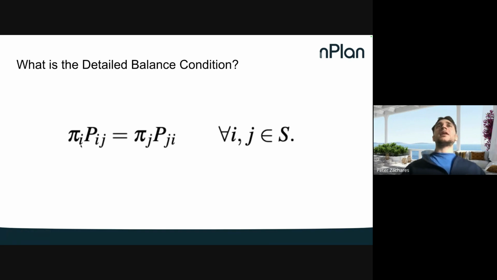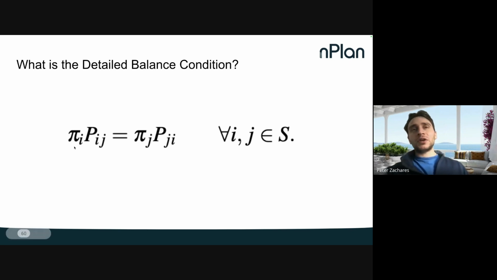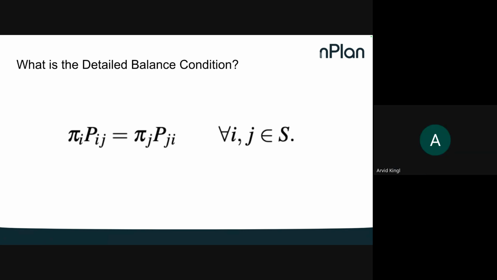It's the condition that if your probability of being in one state, pi I, times the probability that you'll transition from I to J, should be equal to the probability of you being in state J times the probability that you'll go from state J to I. So basically it's saying that the likelihood of you being in J and going to I has to be the same as the likelihood of you being in I and going to J. I hope I said that correctly. Yeah? So that's for clarification.